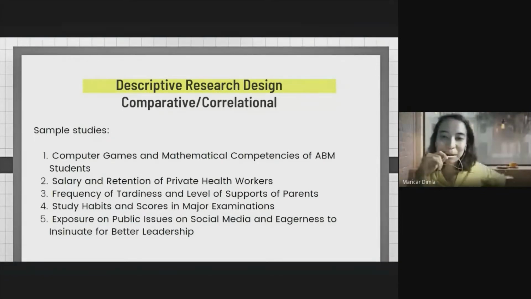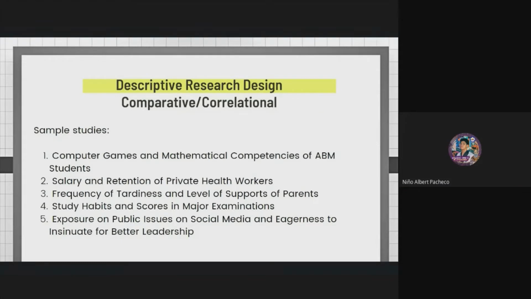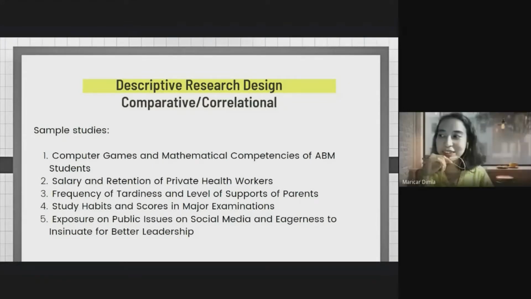Yes, Ninyo? Okay. IV po is yung frequency of tardiness and yung DV po is yung level of support. Tapos po yung respondents po is yung parents. Okay. All right. So, okay na. So, with this research title, ang cute ng sagot ninyo.